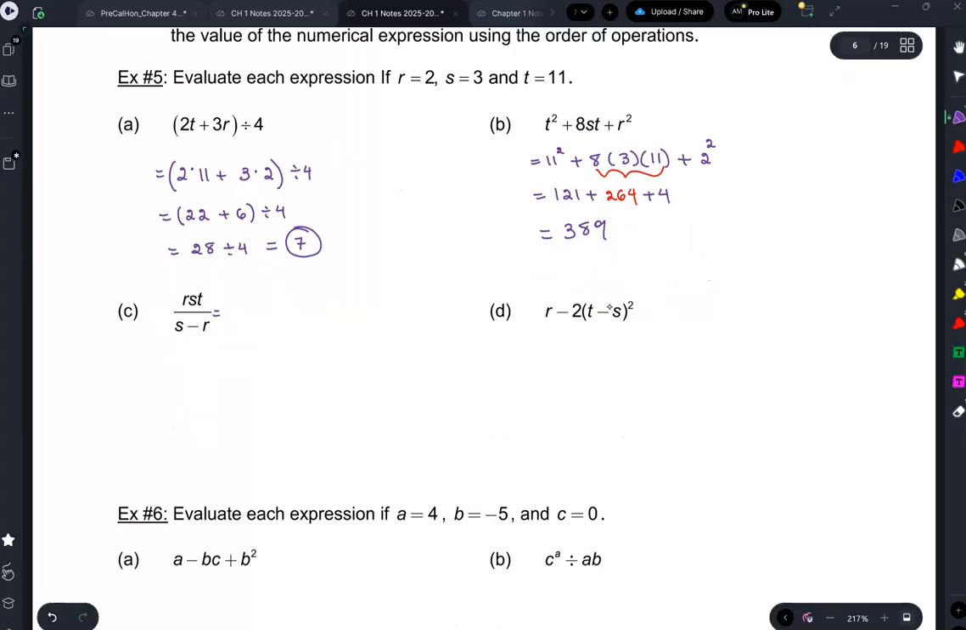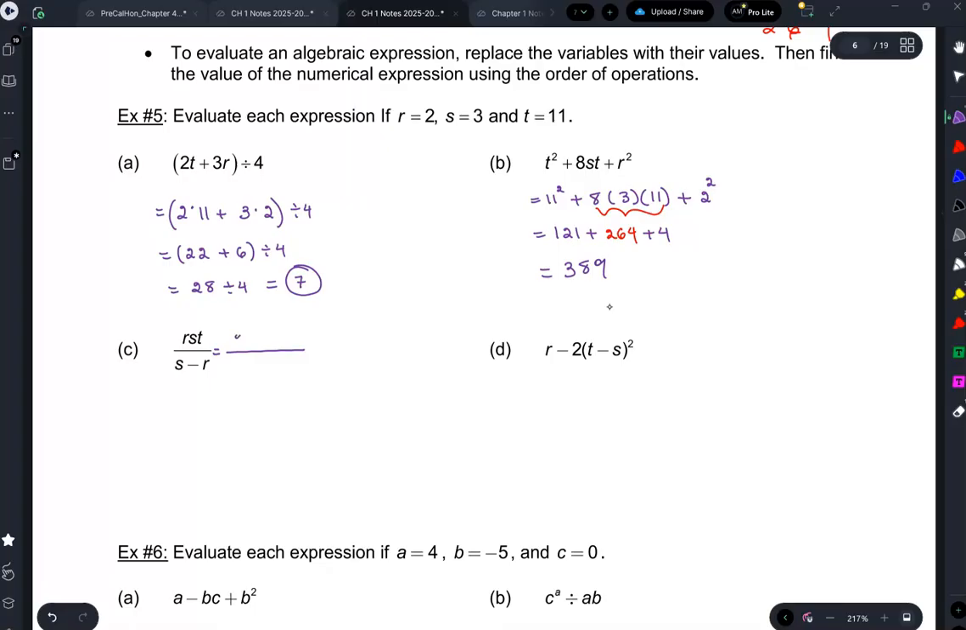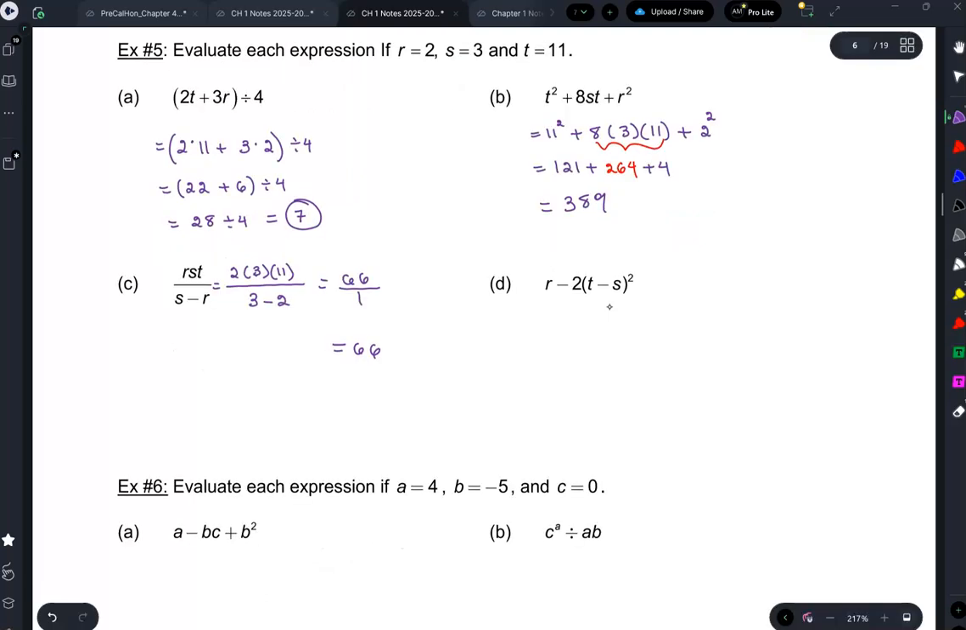Okay, so now RST. So R times S times T over S minus R. Okay, so this one too, RST. So look, this is 2 times 3, 6, times 11, 66, over, oh, this was 3 minus R, 1, so 66. Okay. All right, thank you.